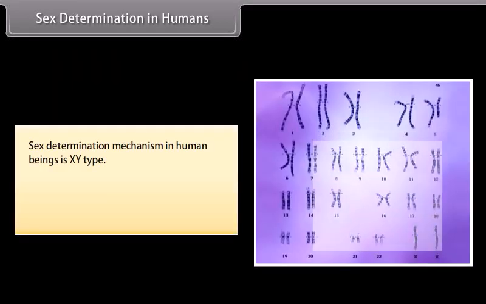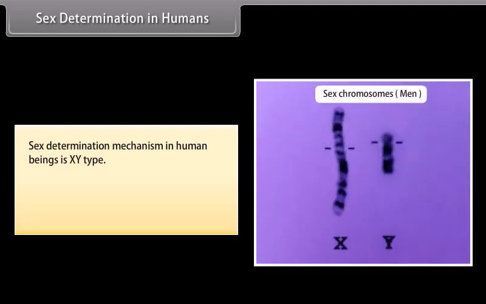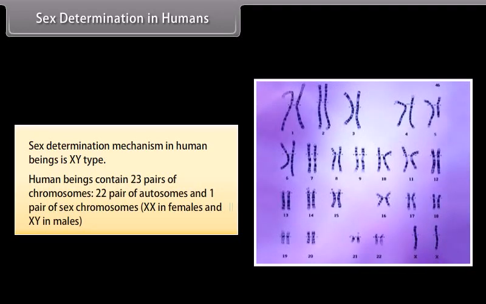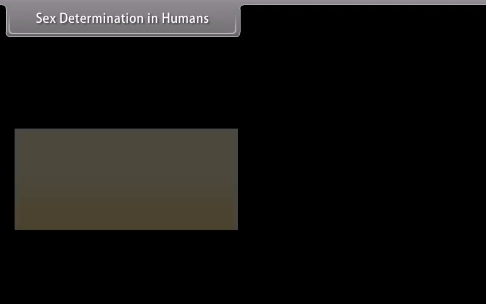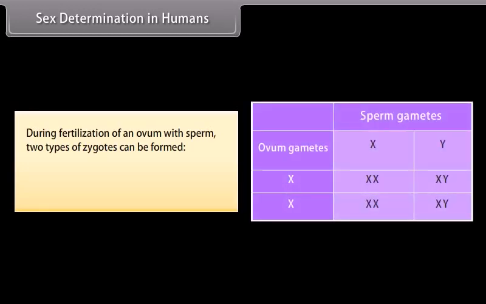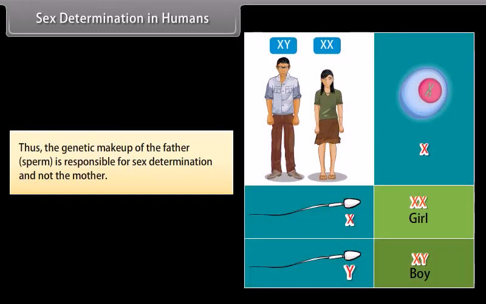Sex determination in humans. Sex determination mechanism in human beings is XY type. Human beings contain 23 pairs of chromosomes, 22 pairs of autosomes and one pair of sex chromosomes, XX in females and XY in males. During fertilization of an ovum with sperm, two types of zygotes can be formed. Therefore, there is a 50% chance of birth of a male child XY or a female child XX. Thus, the genetic makeup of the father's sperm is responsible for sex determination and not the mother.